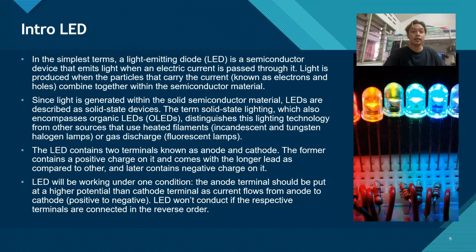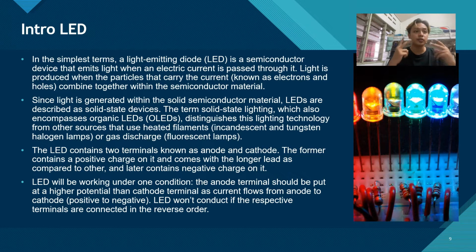Next up is the introduction of LED. In the simplest terms, a light-emitting diode is a semiconductor device that emits light when an electric current is passed through it. Light is produced when the particles that carry the current, known as electrons and holes, combine together within the semiconductor material. Since light is generated within the solid semiconductor material, LEDs are described as solid-state devices. The term solid-state lighting, which also encompasses organic LEDs, distinguishes this lighting technology from other sources that use heated filament or gas discharge.